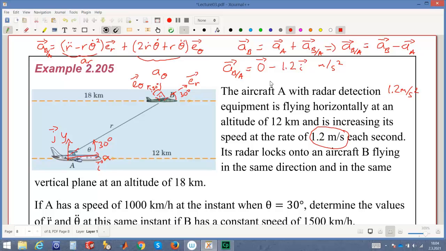So my aim for finding a r is to take the dot product of this relative acceleration with the e r vector, and this is a unit vector, right? So the magnitude is going to be 1.